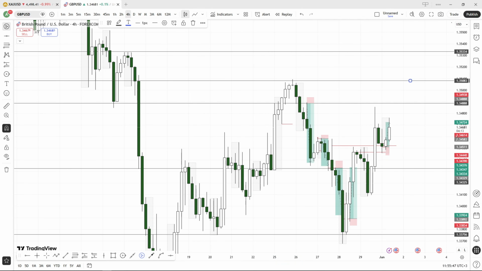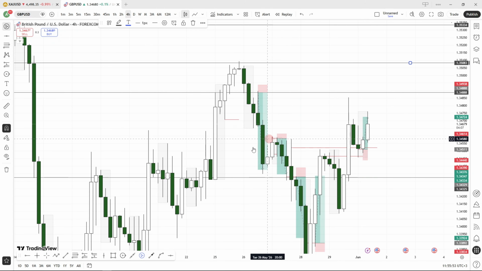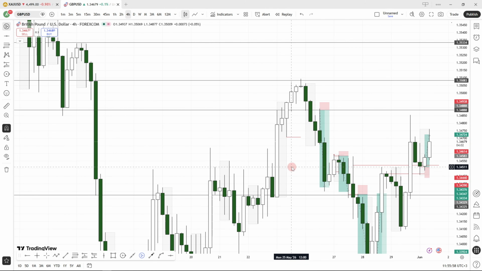Now, how are we going to use this level? Just chill. I'm going to teach you a new way to use this invalidation to your benefit. We are going to capitalize more on the Fib level, the Fibonacci tool. So I'm going to take my Fibonacci tool.